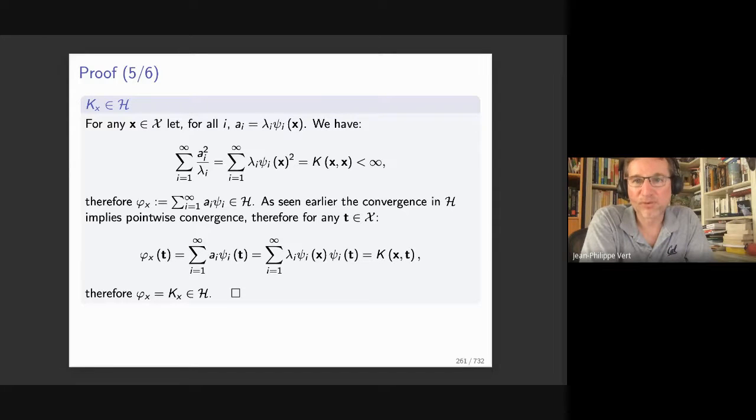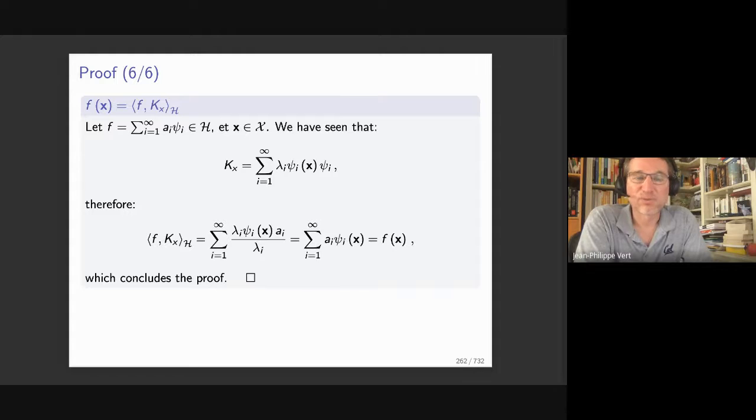Okay, so we have seen just before that convergence in capital H implies pointwise convergence. Therefore, we can write that for any t, phi_x of t by definition is the sum of a_i psi_i of t, which is by definition of a_i the sum of lambda_i psi_i of x psi_i of t. And by Mercer's theorem, this is equal to k of x,t, right? And so this shows that in fact phi_x is equal to k_x, and therefore, because phi_x is in capital H, so is k_x. So we have shown that k_x is in capital H.